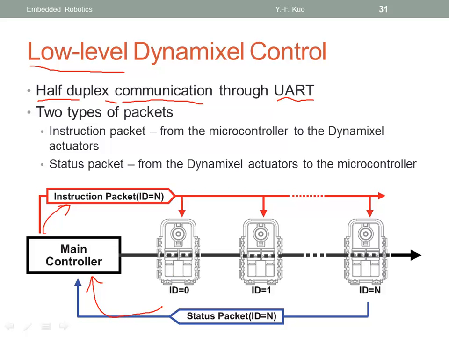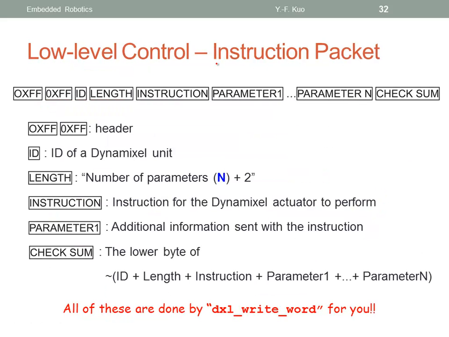So what is in an instruction packet? This is one of the instruction packets. Remember, these are digital signals, 0, 1 signals. In an instruction packet, there is a header, 0xFF, two of them. And then there's an ID number, the Dynamixel ID, the unit you want to control.